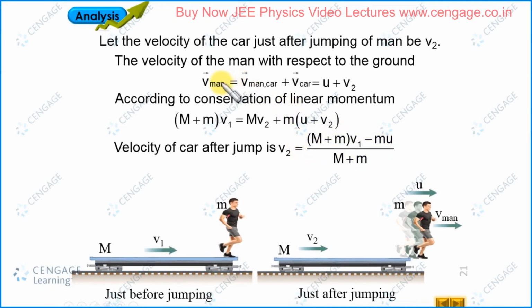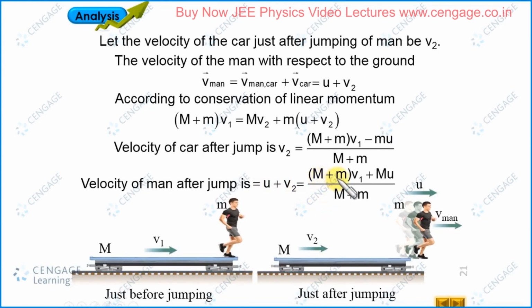For calculating the velocity of the man, you need to add v2 with u. So the velocity of the man, this velocity is with respect to ground, is equal to u plus v2. v2 is this value. If we substitute the v2 value here and calculate, we will find the velocity of the man is equal to ((M + m)v1 + Mu) divided by (M + m). So these are the velocities of the man and car just after jumping.